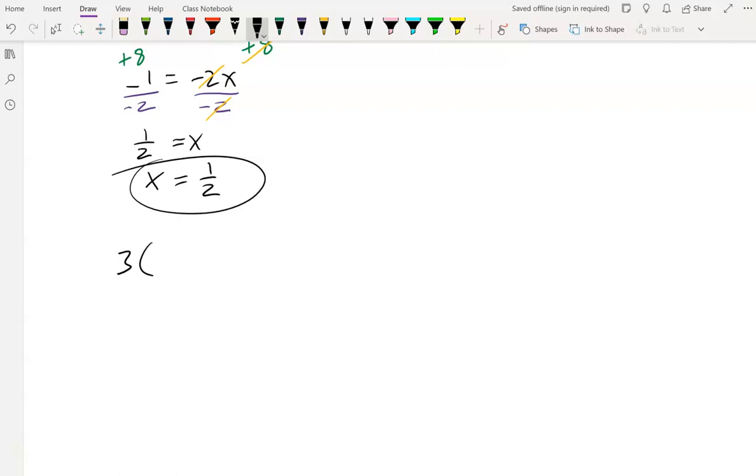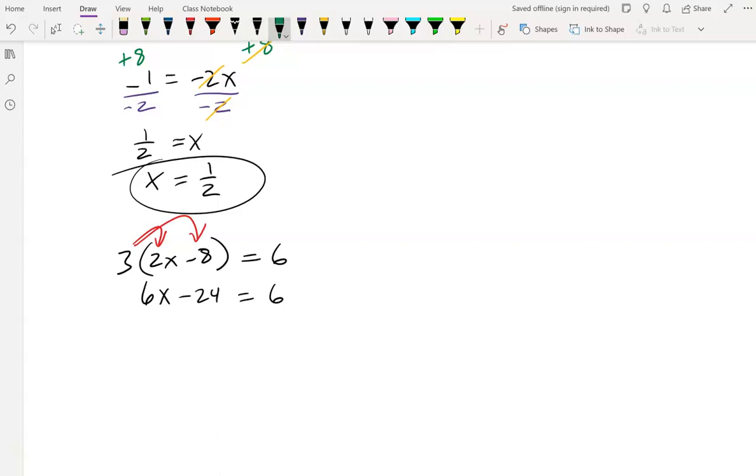3 multiplied by 2x minus 8, and that equals 6. Make sure that you pause enough to write this down. I see distribution in our future. 3 times 2 is 6x, and 3 times negative 8 is negative 24. That equals 6. Okay, well, now we can solve this two-step equation.